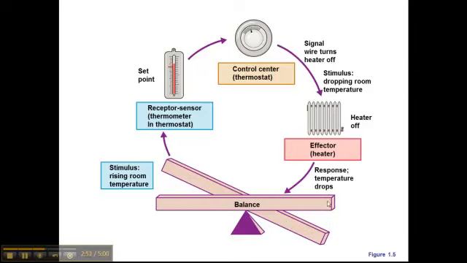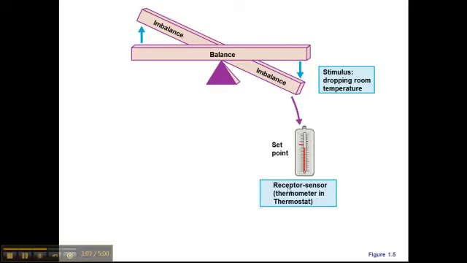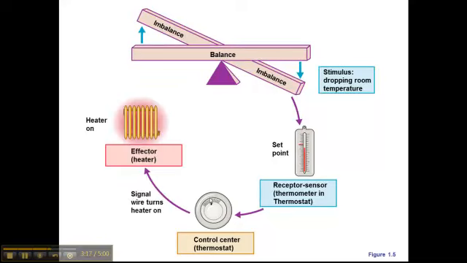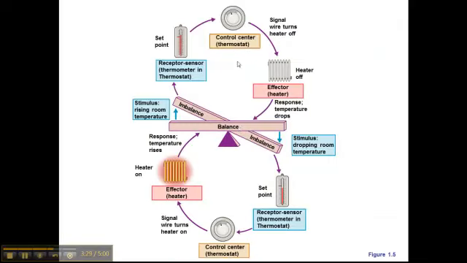Now, of course, what can happen, that room temperature can drop, bringing us back to balance, but eventually it might drop too much. Right? Here we have the stimulus of a dropping room temperature. This will also be detected or received by the thermometer and the thermostat. That information would be sent to the control center. Now this thermostat in the control center is registering temperatures that are lower than our set point. That then sends a signal to the effector, in this case the heater, to turn the heat back on, thereby bringing the temperature in the room back into balance.